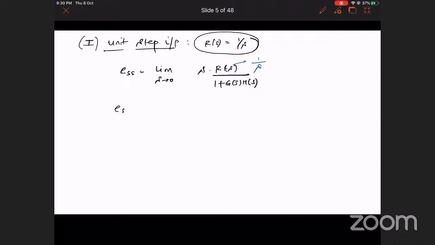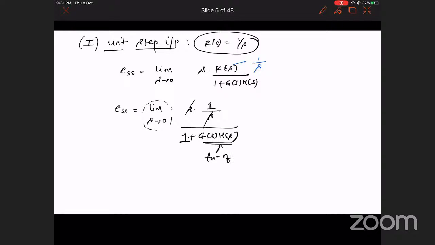What I'm going to get is ESS equal to limit s tends to 0 of s into 1 upon s, whole divided by 1 plus g of s h of s. Your s gets cancelled. Am I right? In the numerator, we have only one, which is independent of s. Even in the denominator, we have one more one, again independent of s. Can't you see? This limit s tends to 0 is applicable only for g of s, h of s, because only this is a function of s now.